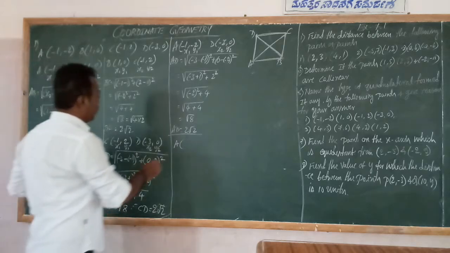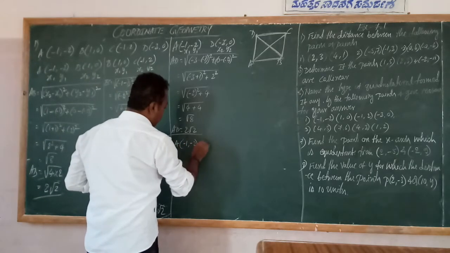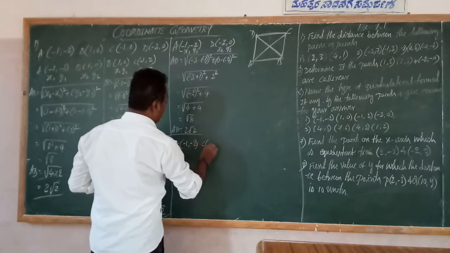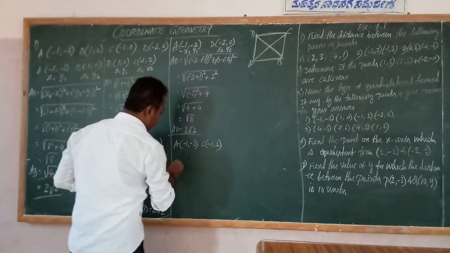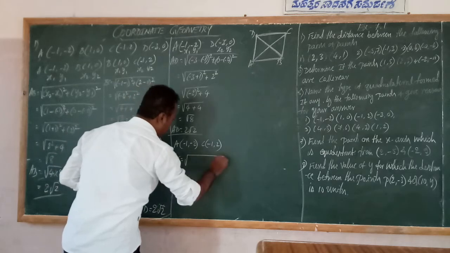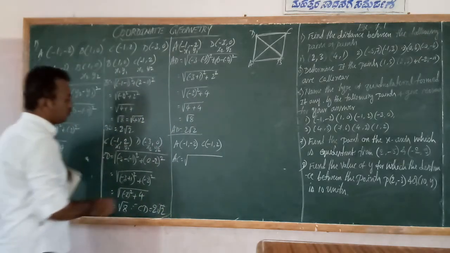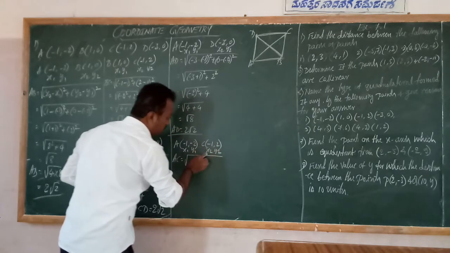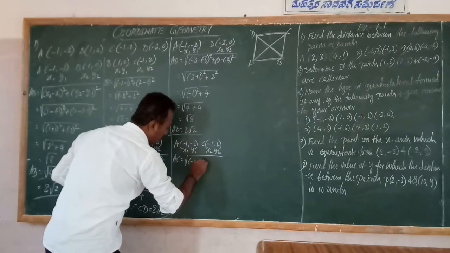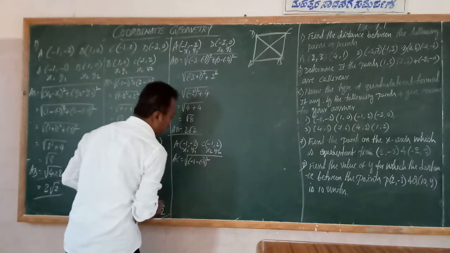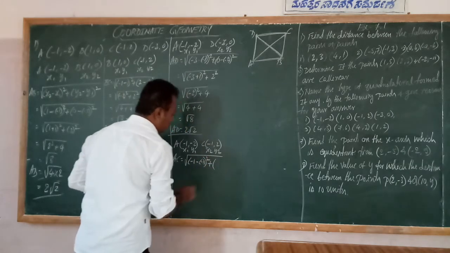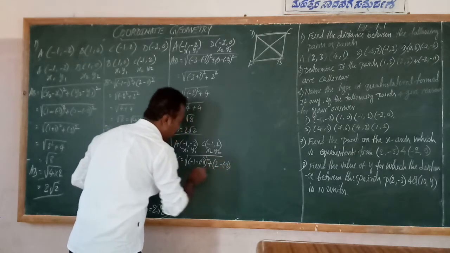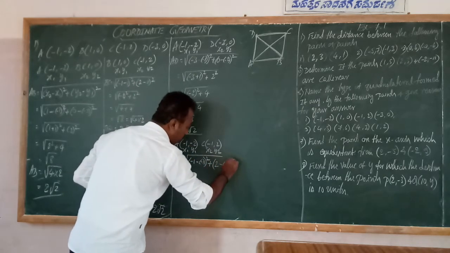What are the A points? -1, -2, and C points -1, 2. So for the AC length, square root of x2 minus x1. This is x1, y1, this is x2, y2. x2 means -1 minus of -1 whole square, then plus y2 minus y1. y2 means 2 minus of -2, whole square.